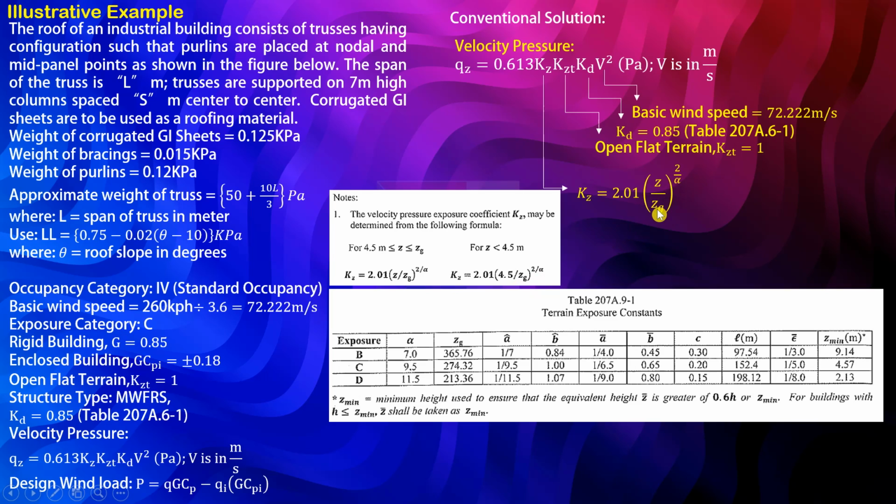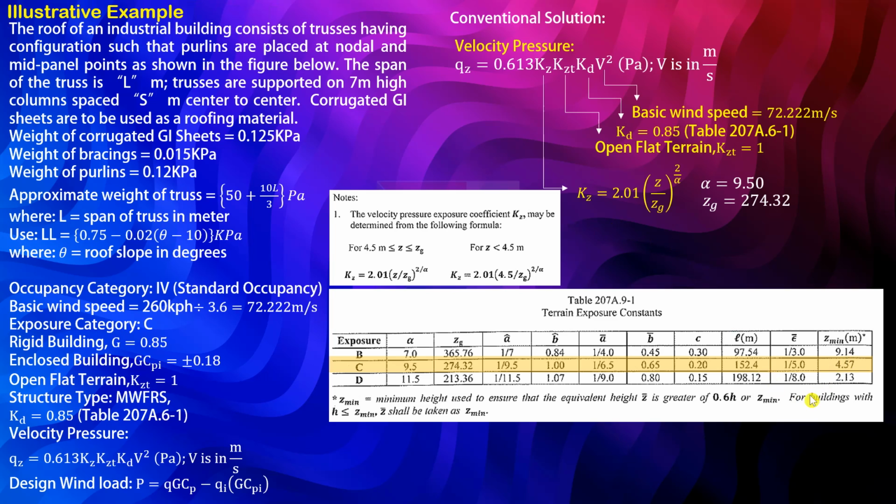So to get itong mga zg tsaka itong alpha, andito yan sa table 207A.9-1. Ito yung mga terrain exposure constant. So yung exposure category natin is type C. So ito yan. So meron tayong alpha na 9.5 and meron tayong zg na 274.32. So bali gagamitin natin itong formula na to pag within siya dito sa range na 4.5 tsaka itong 274.32 meters.